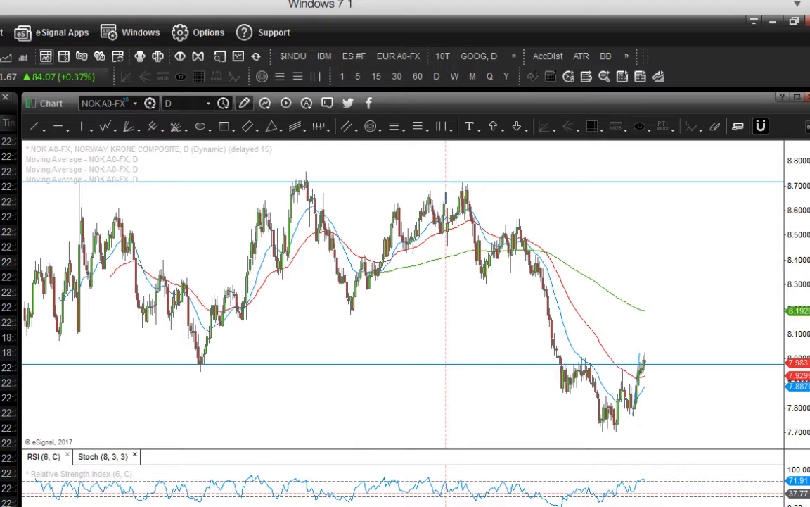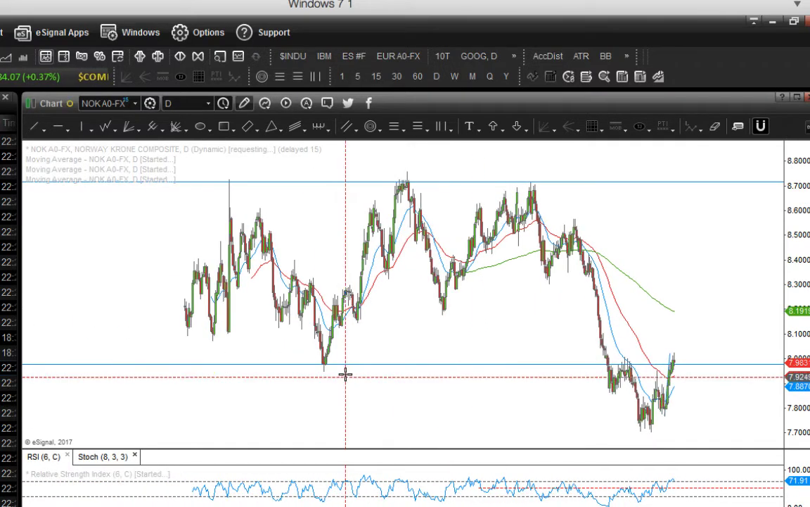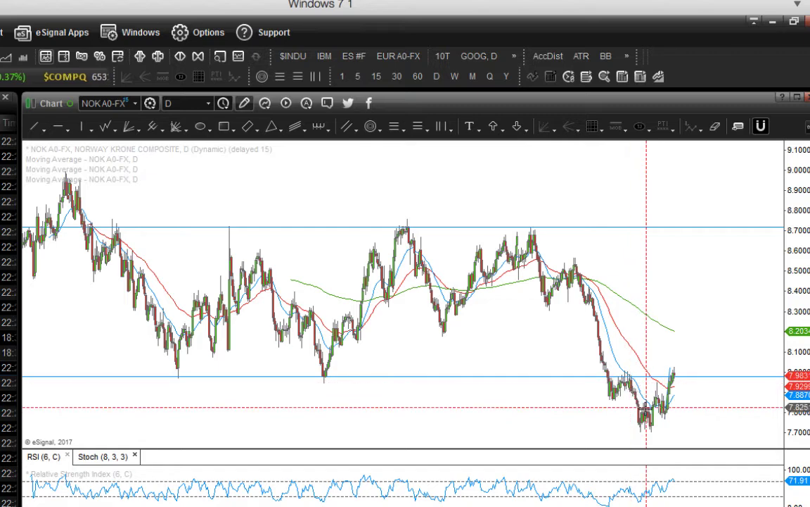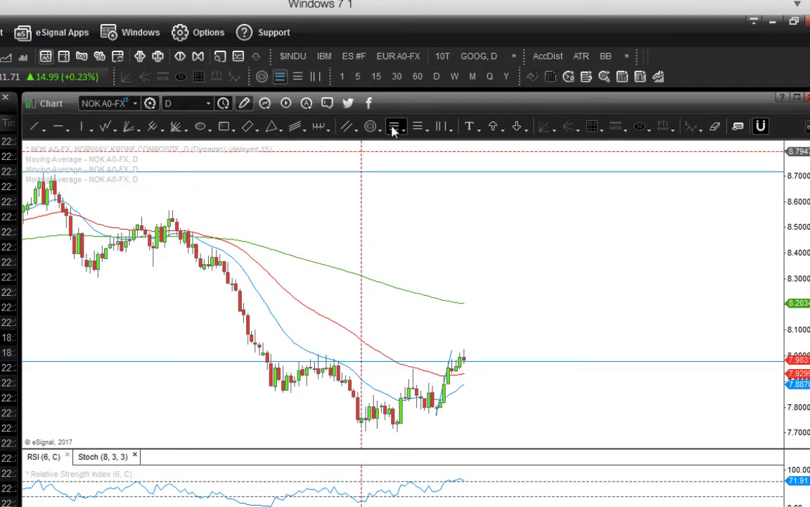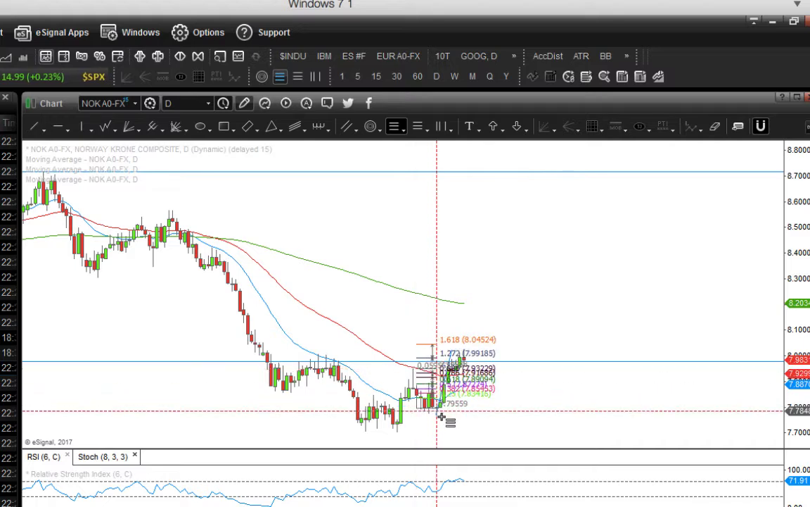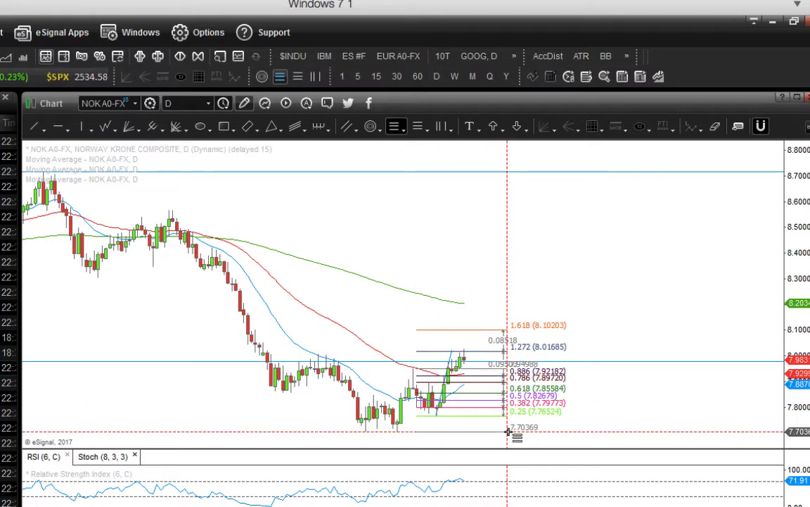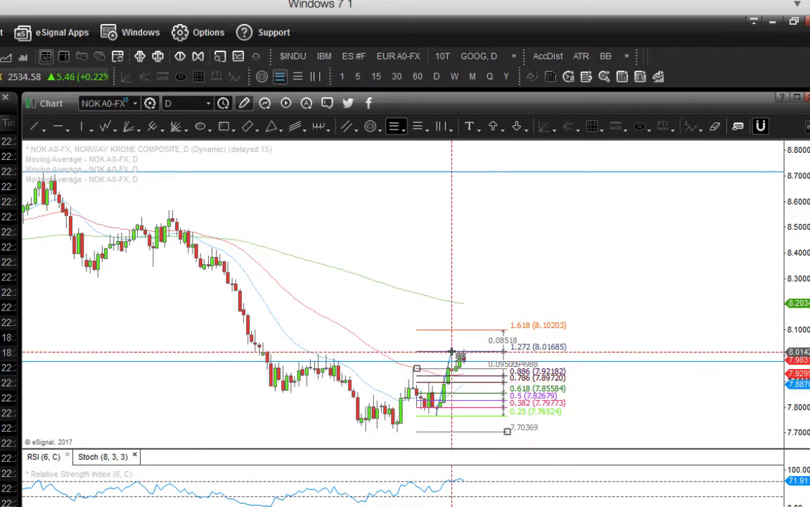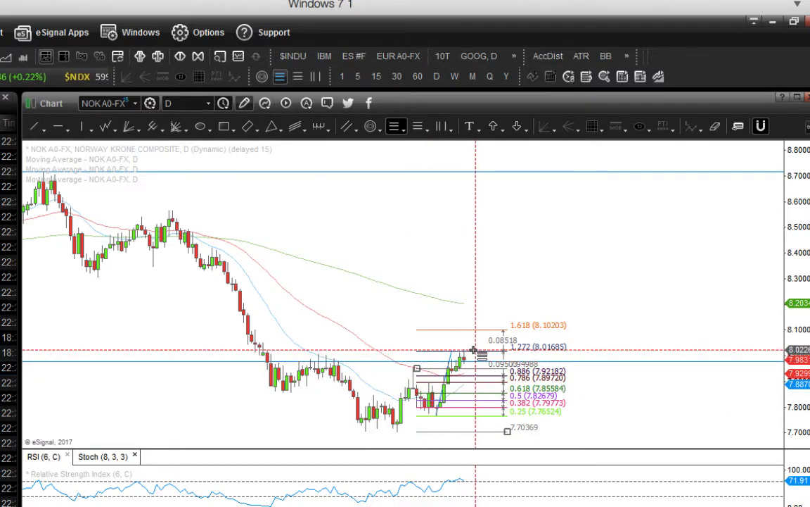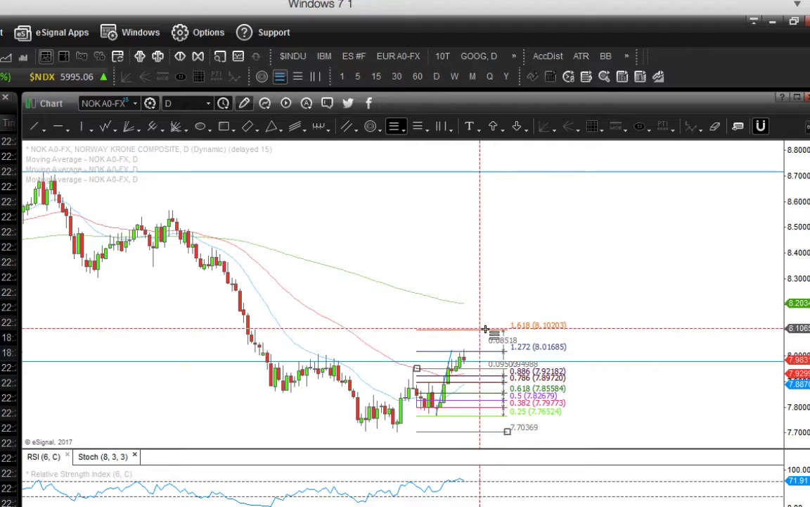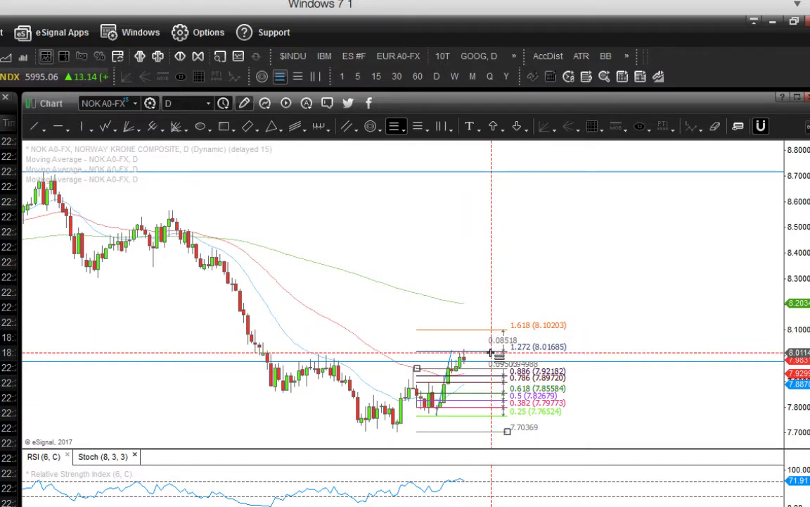If we take a look at the bigger picture here, we can see that old support, which has been broken, typically reacts as new resistance, and we've got potential continuation forthcoming. What is interesting with this one as well is if we take points B to A, like so, we can see that today, the end of today being Tuesday, the bearish pin bar reversal is rejecting the 1.272, and typically when we look at ABCD patterns, we see the completion of them at the 1.272 or indeed the 1.618.